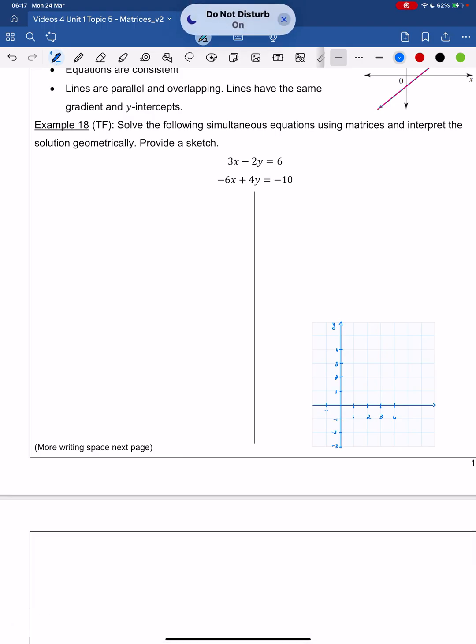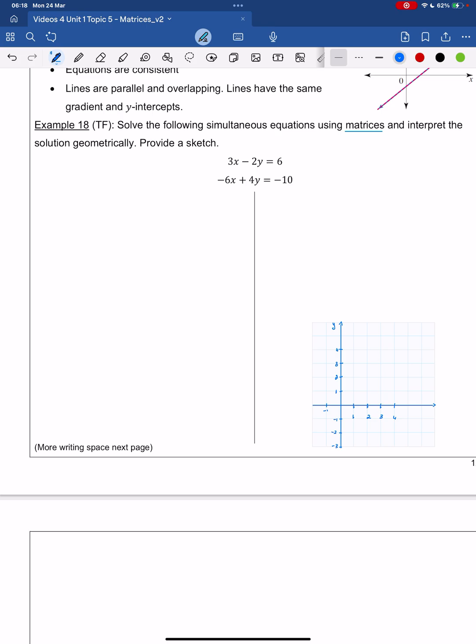So here we've been asked to solve the following simultaneous equations using matrices and interpret the solution geometrically. Provide a sketch. Now the important part of this is using matrices. So we're going to need to use matrix methods to get to a point where we can decide what sort of solution we're going to get, so whether we're going to get a solution or no solution. And then once we've done that, we can use what we already know to sketch a straight line.